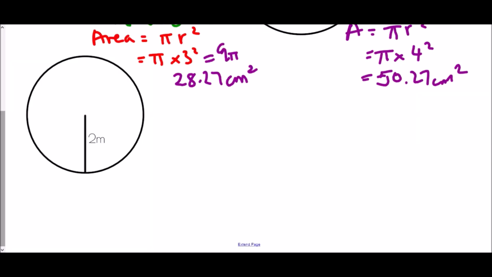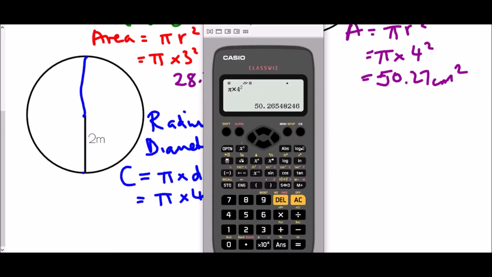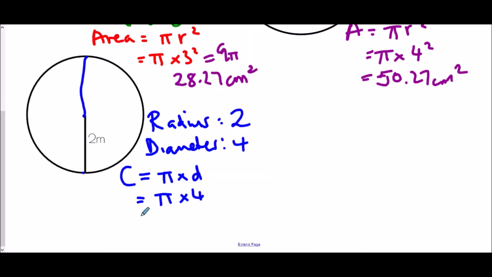Finally, we have a circle here with a length marked on of 2 metres. Now again, I want to just write down radius. I want to write down diameter. And in this case, we've been given the length from the center to the outside, so that is a radius. It's a radius of 2. The diameter would be double that length, being 4. And so then the circumference will be pi times diameter, and therefore it's pi times 4. And if we type that into our calculator, pi times 4, that would be 12.57.